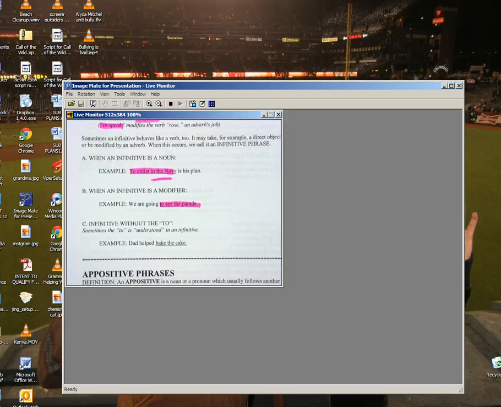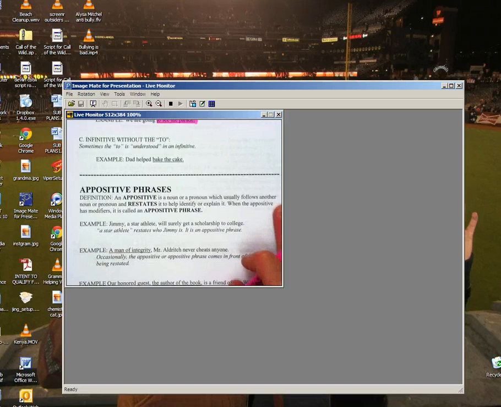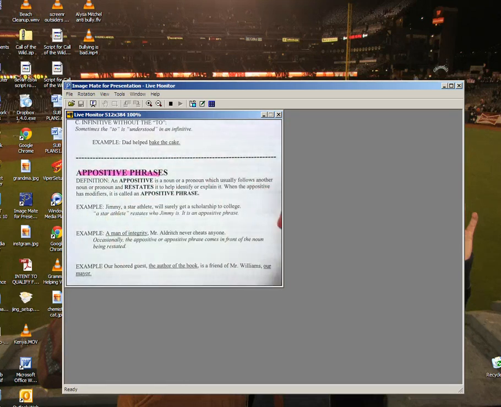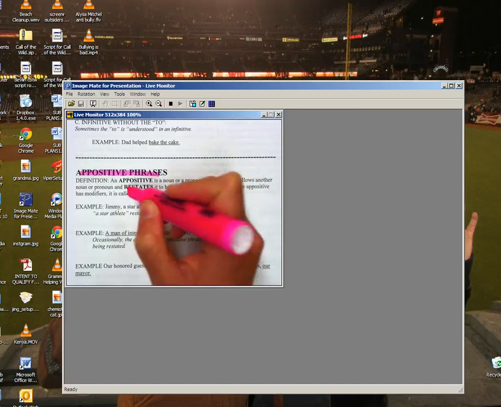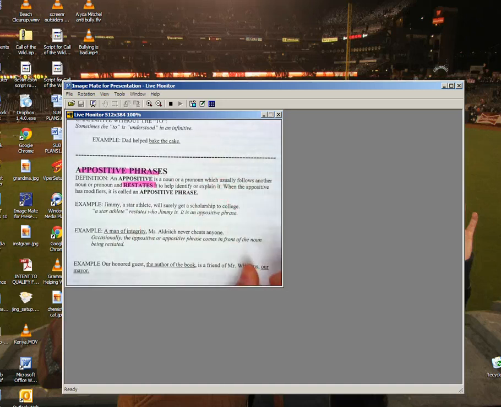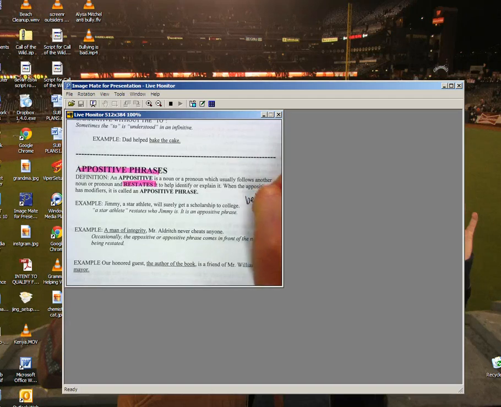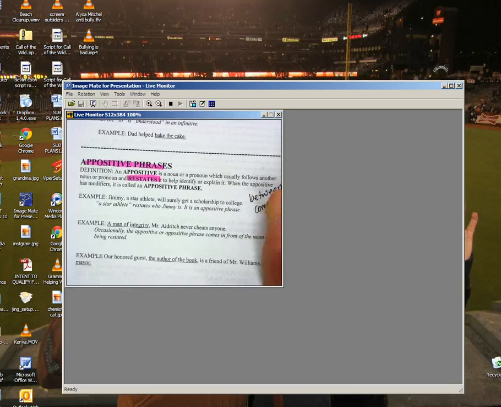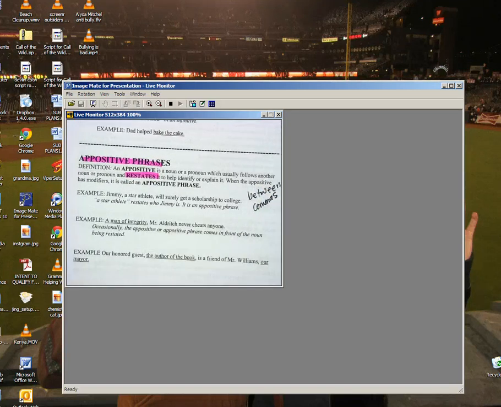And last but not least, an appositive phrase. Appositive phrase is our next one. An appositive is a noun or pronoun which usually follows another noun or pronoun and restates it to help give it more explanation. It's almost always between commas. Write that one down. It's almost always between commas.